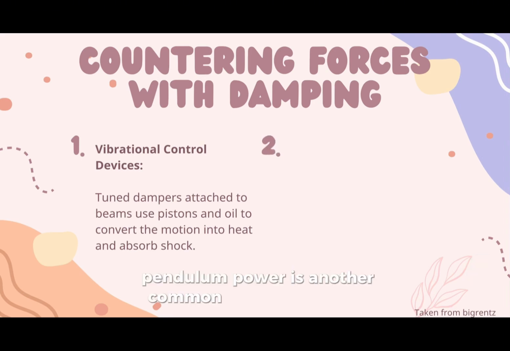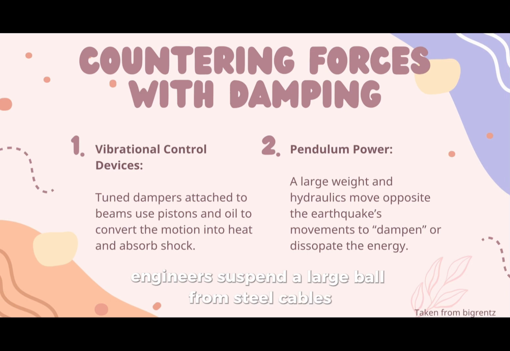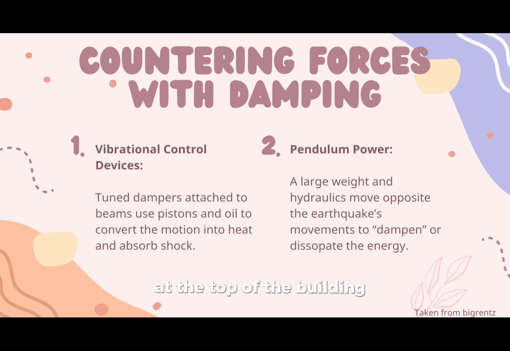Pendulum power is another common damping method which is used primarily in skyscrapers. To implement this, engineers suspend a large ball from steel cables that connect to a hydraulic system at the top of the building. When the building begins to sway, the ball acts as a pendulum and moves in the opposite direction to stabilize the building. Like damping, these features are tuned to match and counteract the building's movements in the event of an earthquake.